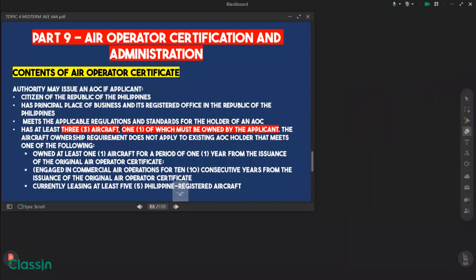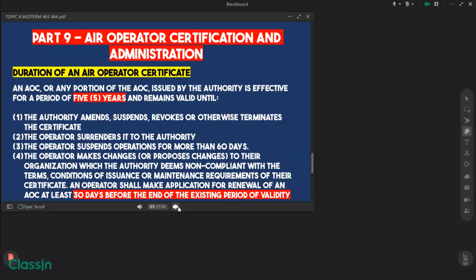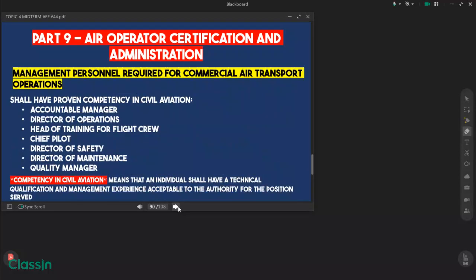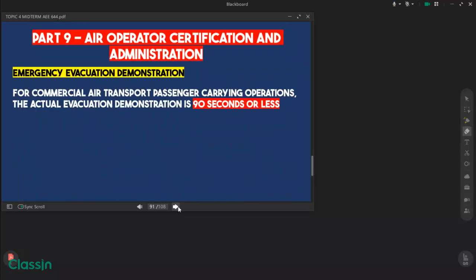Yun lang naman yung importante dito. So, important. So for commercial air transport passenger carrying operations, the actual evacuation demonstration is 90 seconds or less. Kailangan po 90 seconds lang po yung demonstration or less.